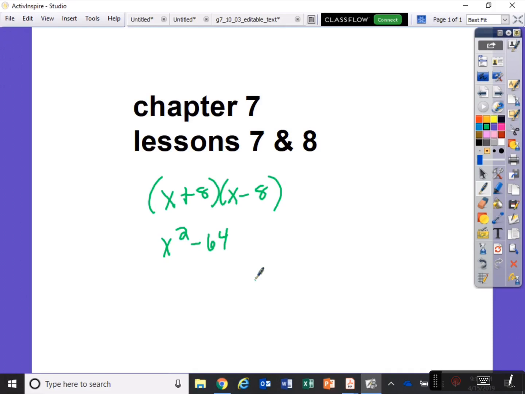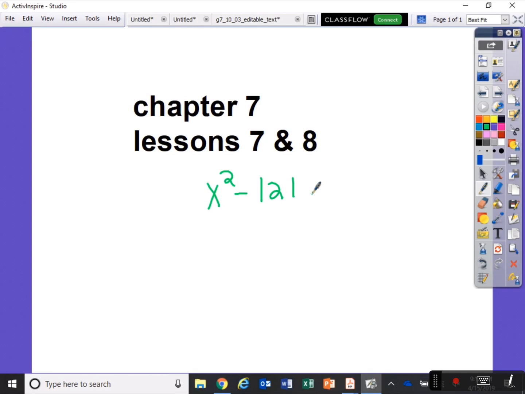All right. So if we're going to go backwards, now I'm going to give you the binomial, and then you have to determine if it is a difference of 2 squares. So let's say I've got x squared minus 121. Is that a difference of 2 squares? Is there a difference sign, which is a subtraction sign? Yes.